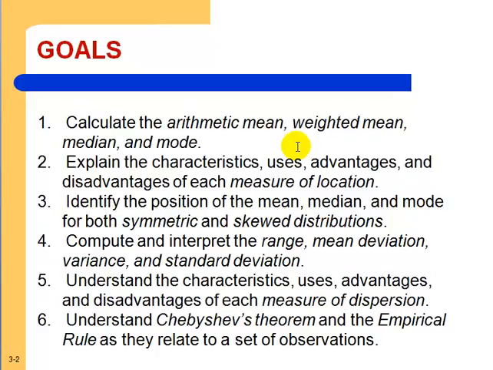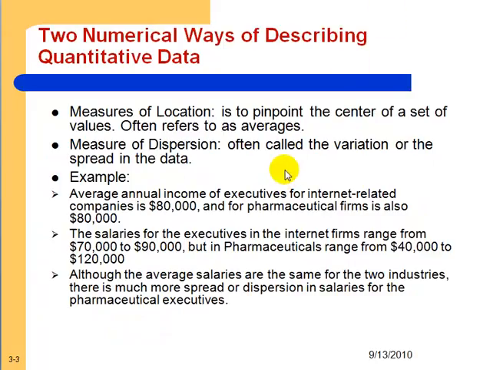In this chapter, we are concerned with two numerical ways of describing quantitative data: measure of location and measure of dispersion. Measure of location helps us find the center of a group of data, often referred to as the average. Measure of dispersion is often called the variation or the spread of the data.